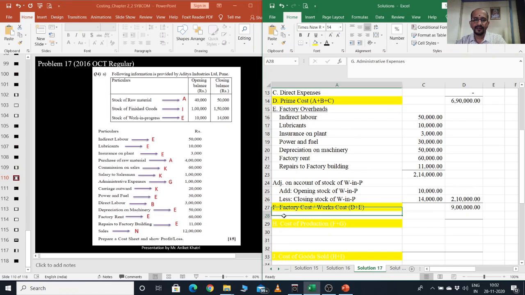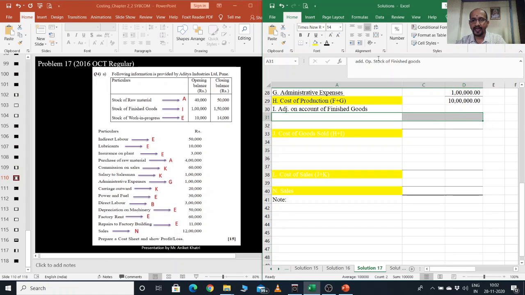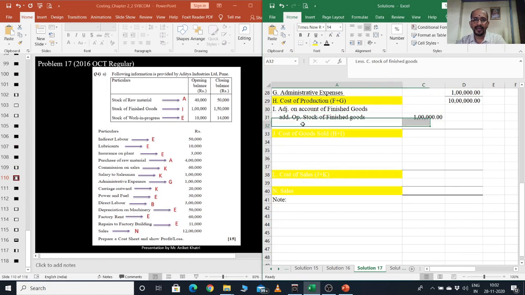Next item is G, administrative expenses, which is already mentioned over here. G, 1 lakh. Directly write 1 lakh rupees. Do the total and this is your cost of production. Now I is the amount that is adjustment on account of stock of finished goods. Just add the opening stock and less the closing stock. If you do the add less, the amount will be in minus. So write minus 50,000 and minus this 50,000 from 10 lakhs. That will be 9,50,000. This is your cost of goods sold.